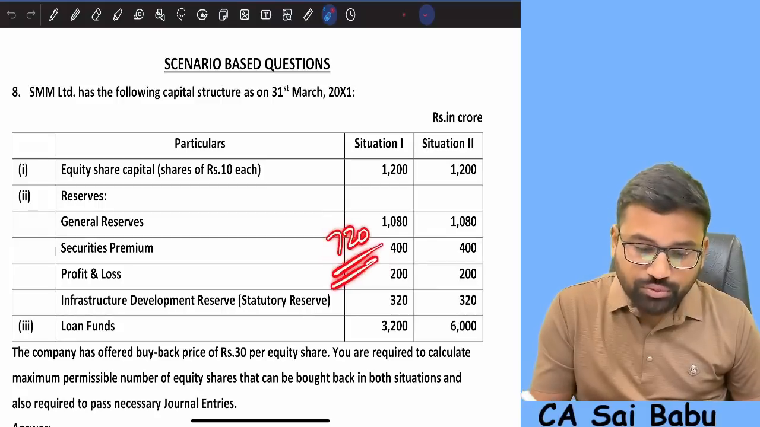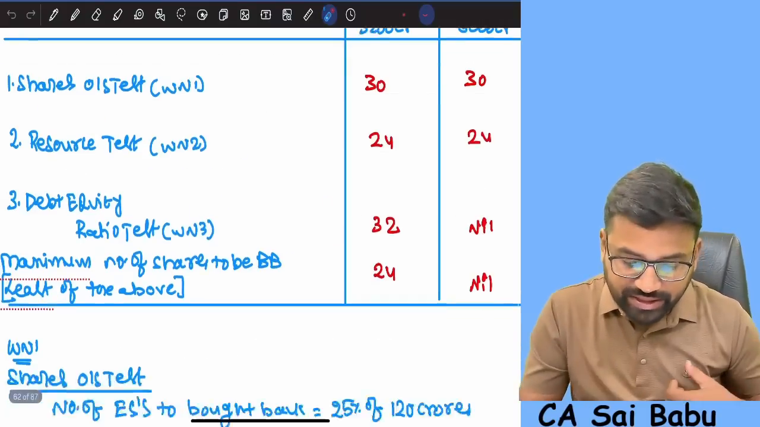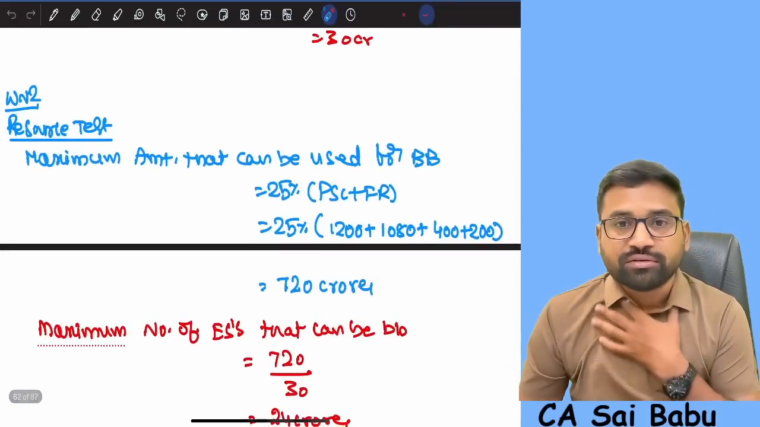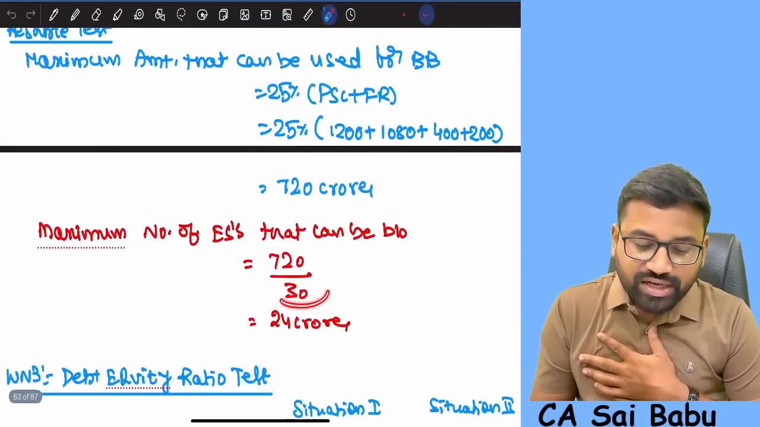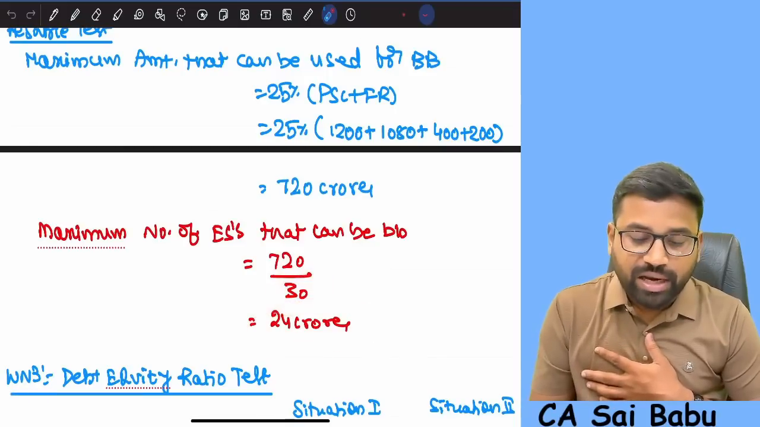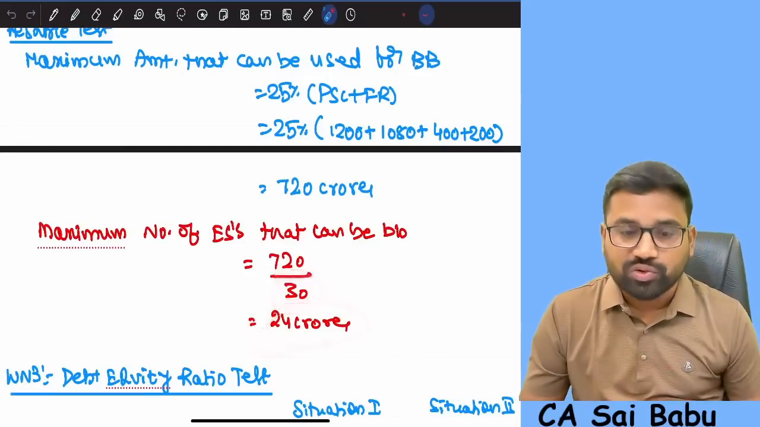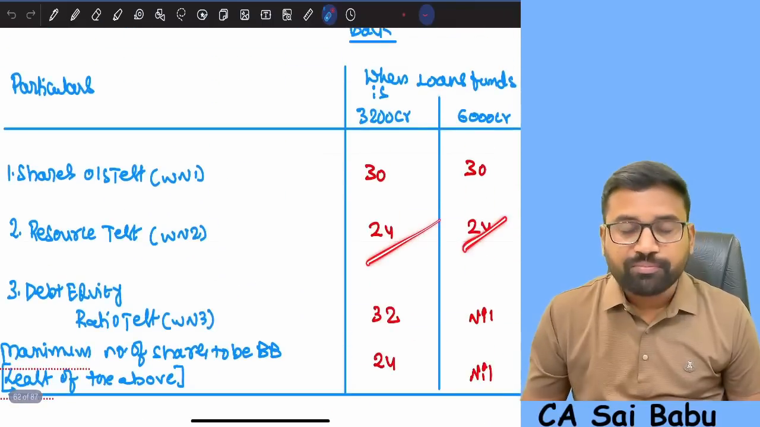720. So the maximum amount we can use for buyback is 720 crores, sir, as per the resource test. If I can use 720 crores and I am buying each share at 30, what is the maximum number of shares I can buy back? 720 divided by 30, 24 crores shares. So this is also the same.